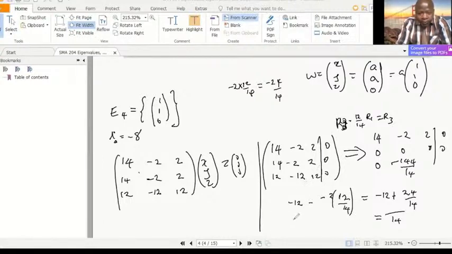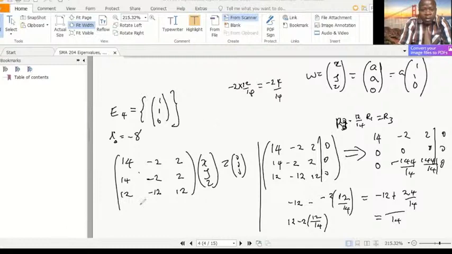Now what about here? I'll take 12 minus 2 multiplied by 12 out of 14. And so this is the same as 12 minus 24 out of 14. So I then take 12 times 14, and then minus 24. That gives me positive 144 out of 14. And here I have a 0.